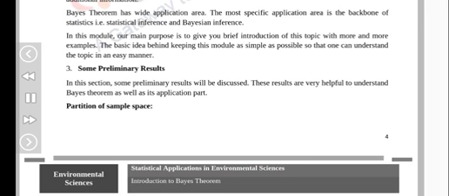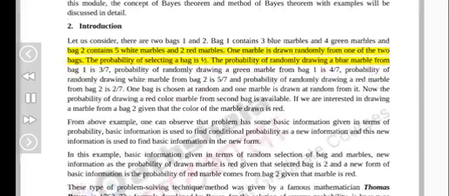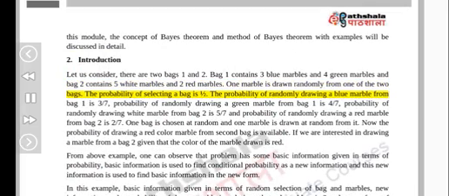2. Introduction. Let us consider there are two bags, 1 and 2. Bag 1 contains 3 blue marbles and 4 green marbles, and bag 2 contains 5 white marbles and 2 red marbles. One marble is drawn randomly from one of the two bags. The probability of selecting a bag is 1/2. The probability of randomly drawing a blue marble from bag 1 is 3/7. The probability of randomly drawing a green marble from bag 1 is 4/7. The probability of randomly drawing a white marble from bag 2 is 5/7 and the probability of randomly drawing a red marble from bag 2 is 2/7. One bag is chosen at random and one marble is drawn at random from it.